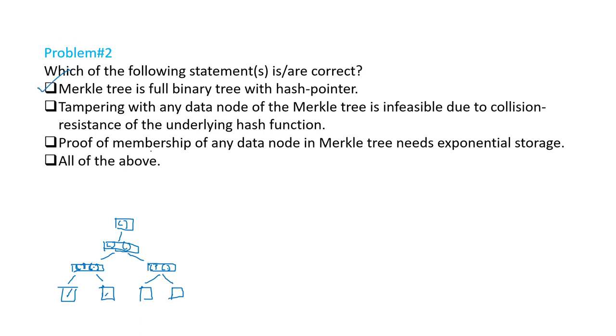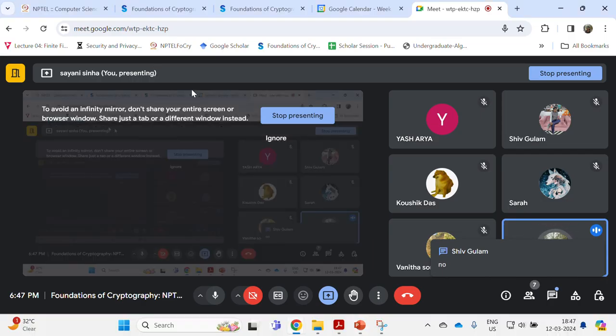Next statement: tampering with any data node of the Merkle tree is infeasible due to collision resistance of the underlying hash function. Is this true? Okay, there is an answer in the chat. Shiv is saying no.